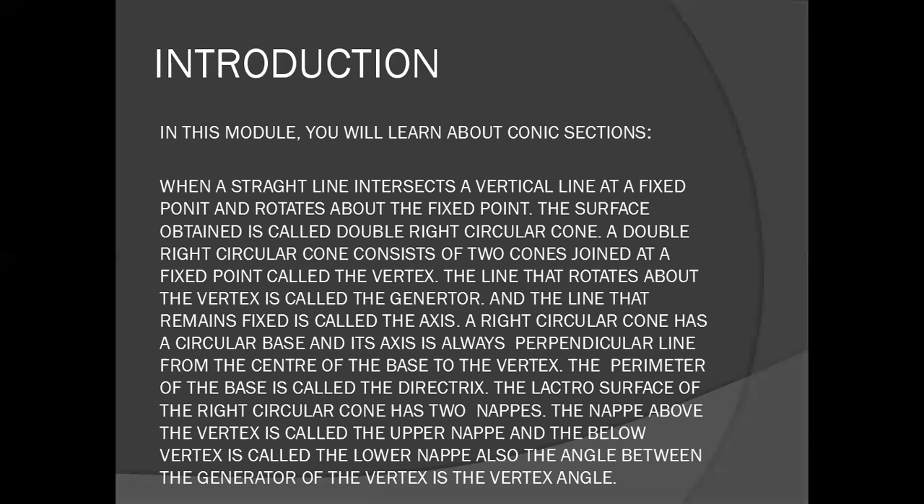A right circular cone has a circular base, and its axis is always the perpendicular line from the center of the base to the vertex. The perimeter of the base is called the directrix. The lateral surface of the right circular cone has two nappes. The nappe above the vertex is called the upper nappe, and the one below the vertex is called the lower nappe. Also, the angle between the generator and the axis at the vertex is the vertex angle.